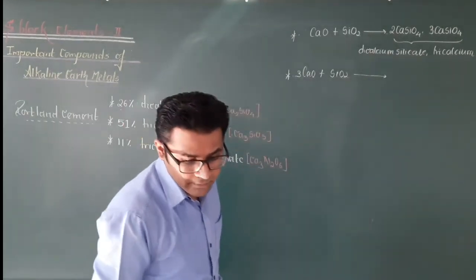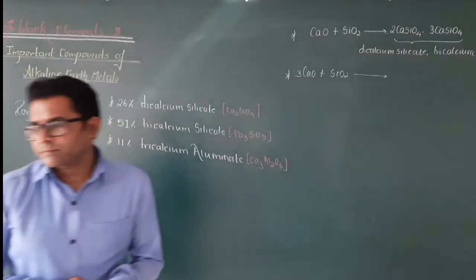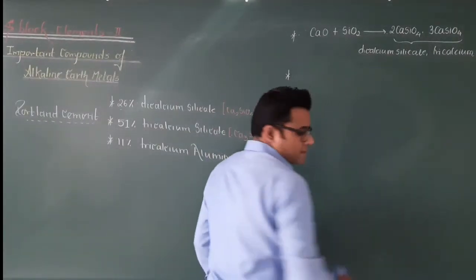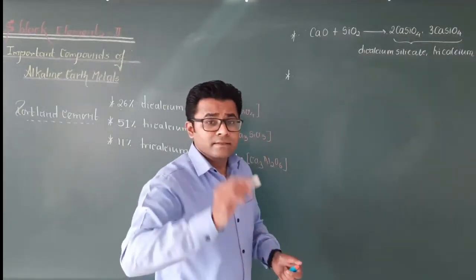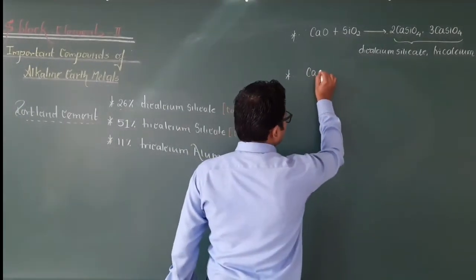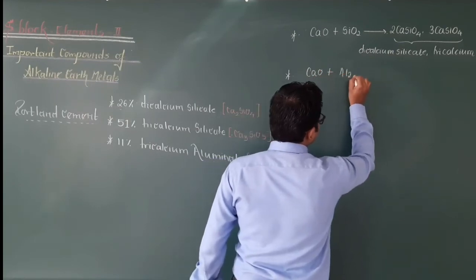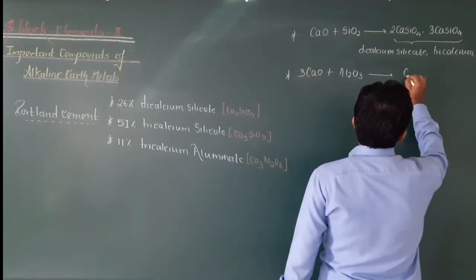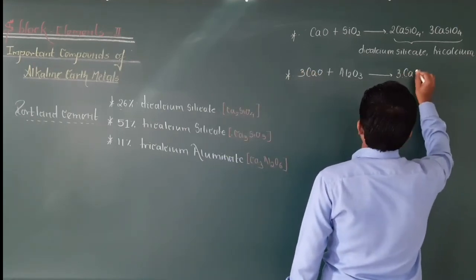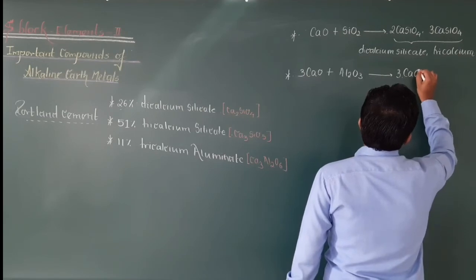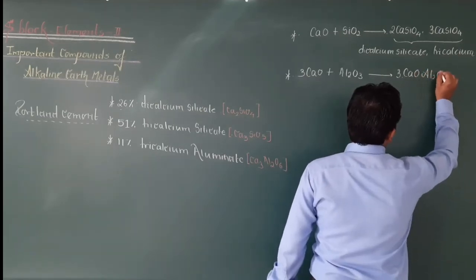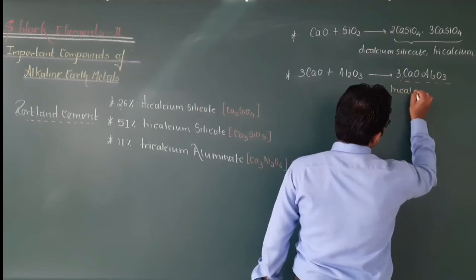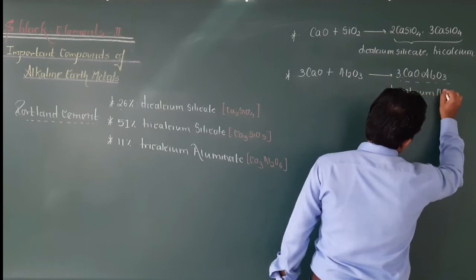Now, as we move further, as the calcium oxide reacts with Al2O3, we have 3CaO·Al2O3, tricalcium aluminate.